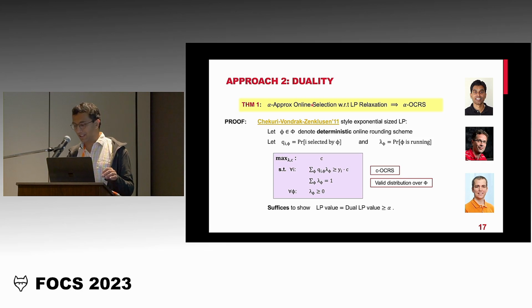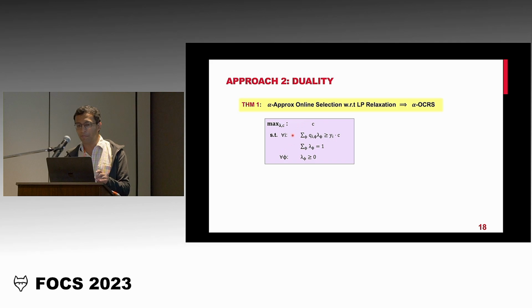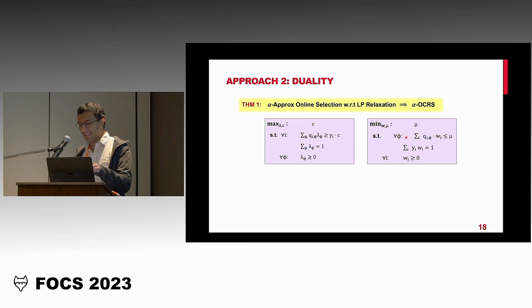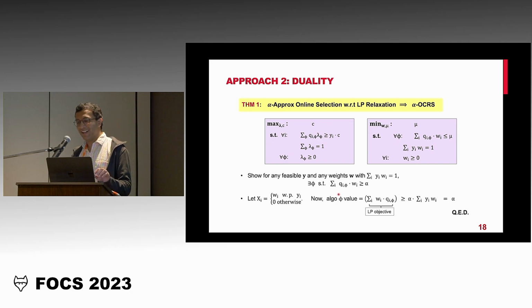So I can quickly flash this. Basically, you have the original LP. You can take its dual. Again, I'm not going to go over it carefully. And then you do a simple two-liner. You want to argue that the dual has value at least alpha. That turns out to be the same as whatever is the best possible online profit inequality algorithm that you can come up with. Whatever is the approximation ratio for that is the same as the value of the dual LP, and hence you get the 0.5 OCRS. Again, the proof is short, but because of lack of time, I'll skip it.